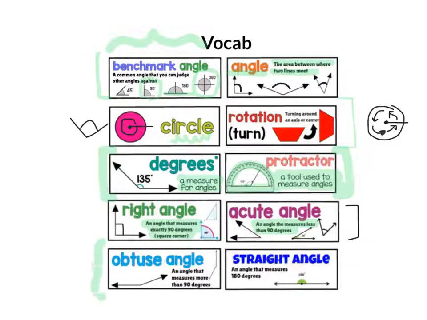We've also got obtuse angles. Obtuse angles are angles that measure more than 90 degrees. And lastly, we have straight angle. A straight angle is the measure of a perfect straight line. So from here all the way to here, 180 degrees.